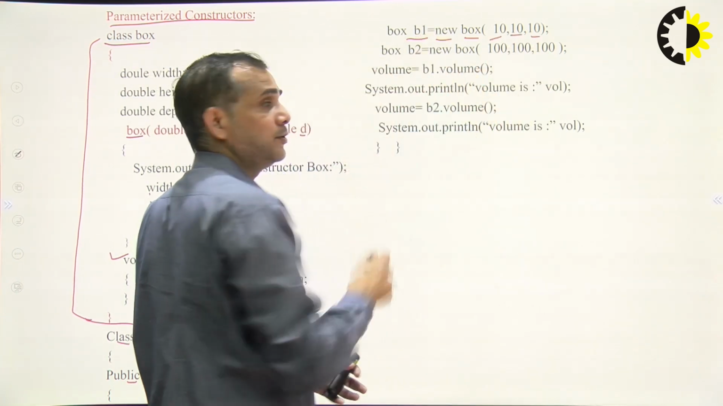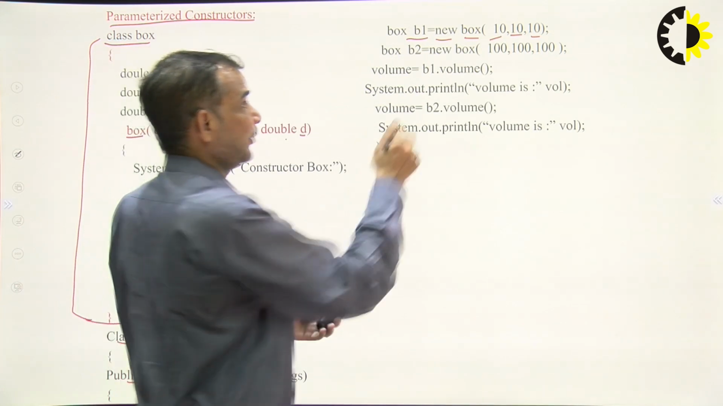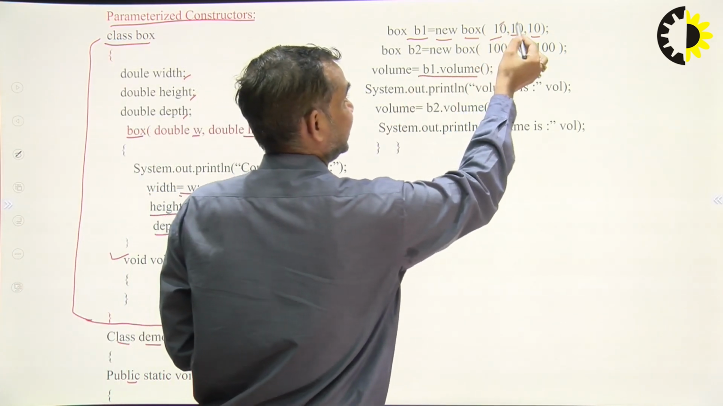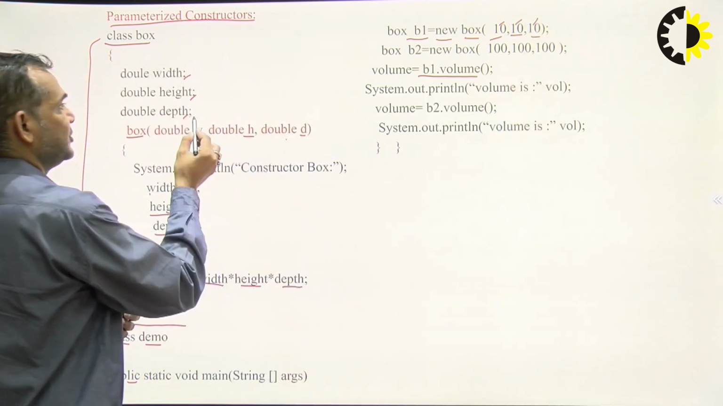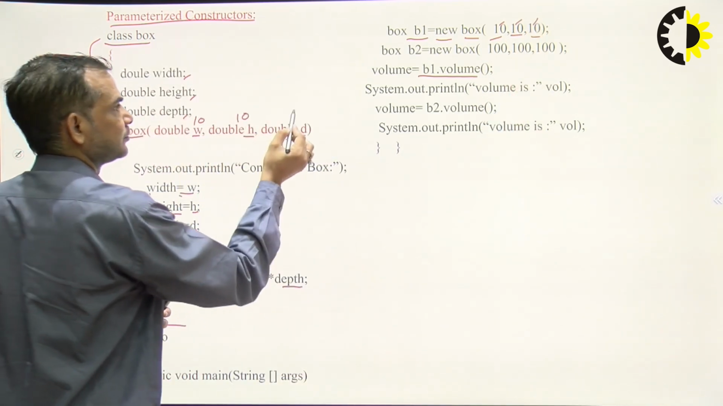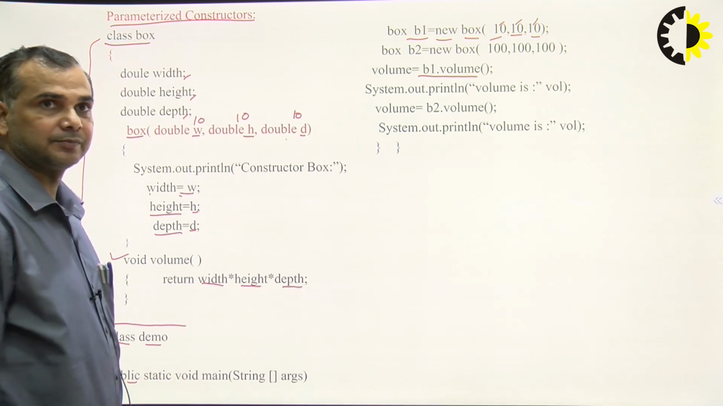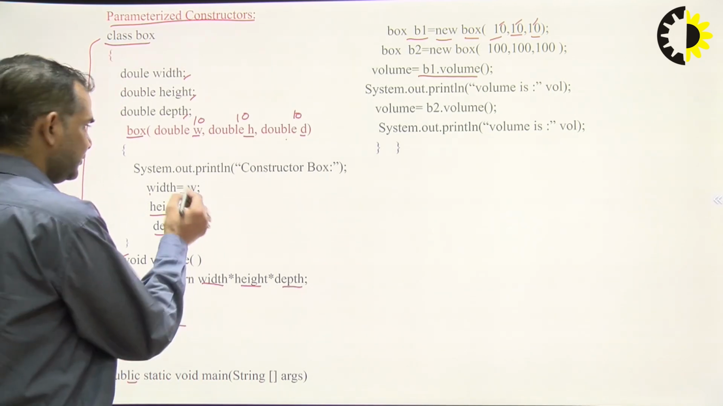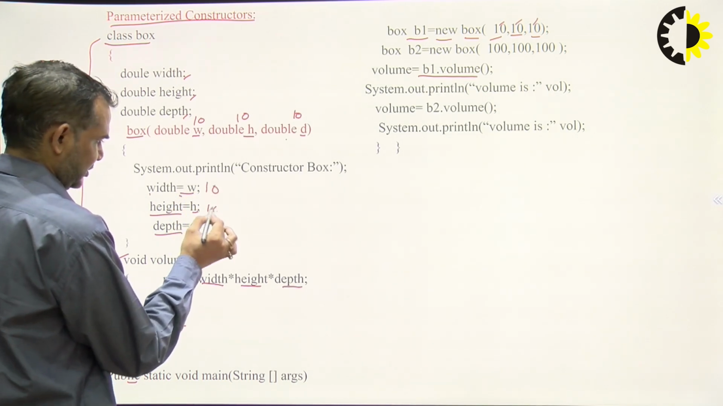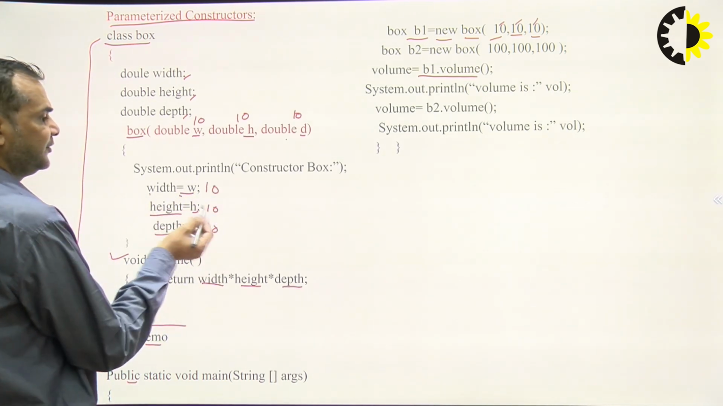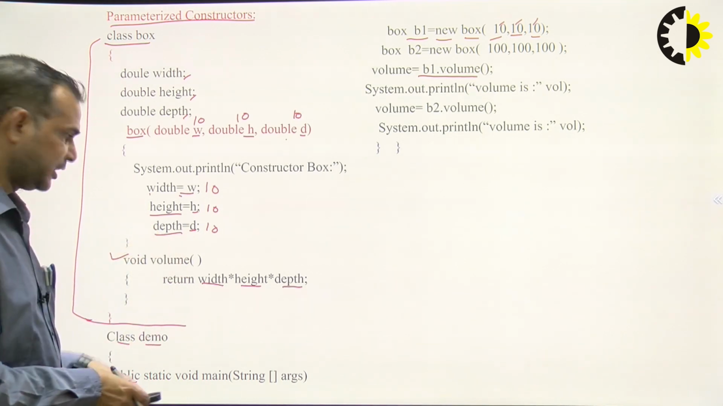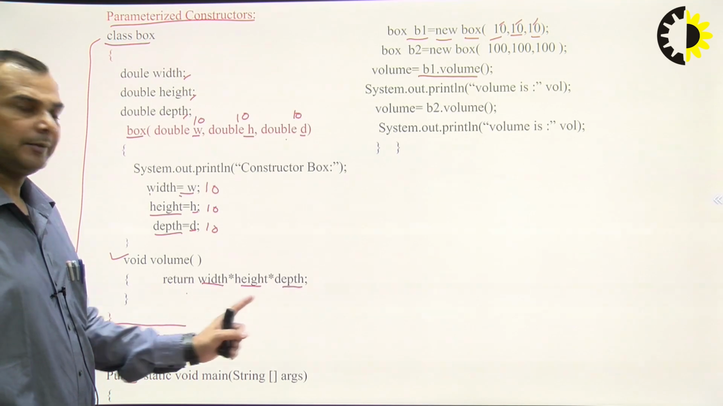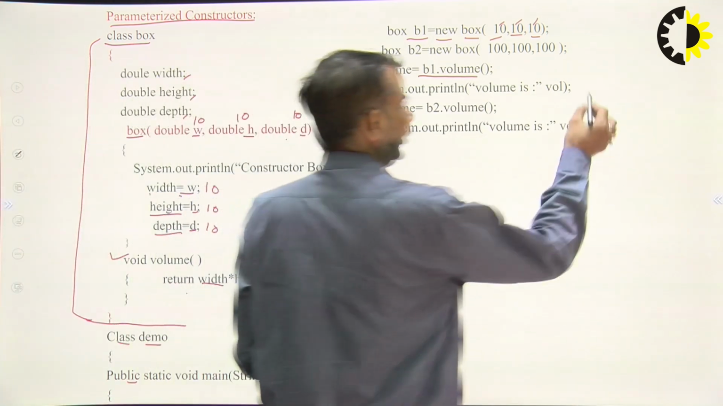Now when we have to apply the b1.volume, these values will be used. There are three parameters, and these parameters are given to this constructor: W, H and D. These values are given to the width, height and depth. Now we have to calculate width multiplied by height multiplied by depth, and the value is calculated.